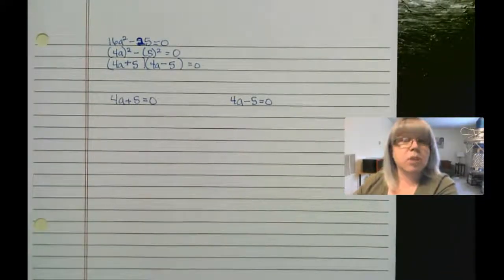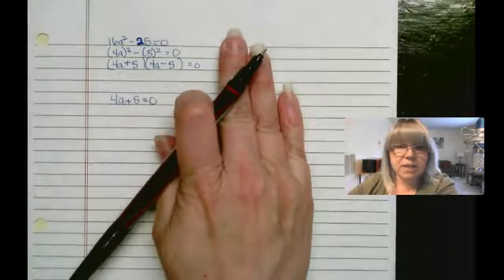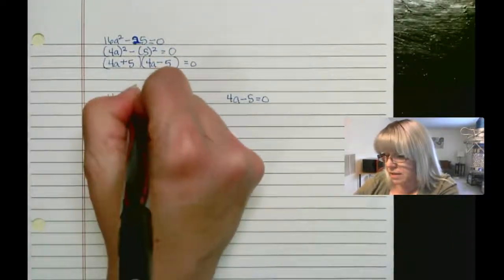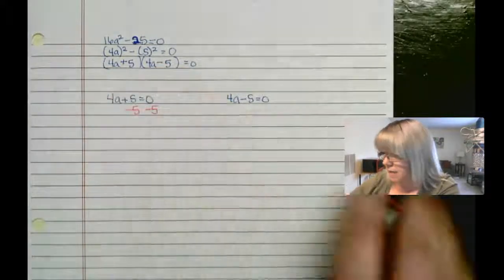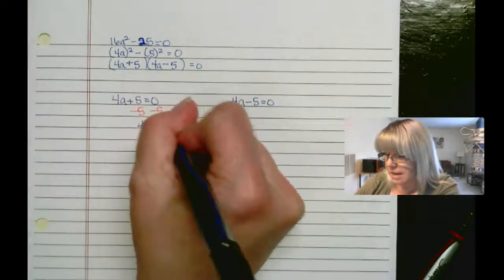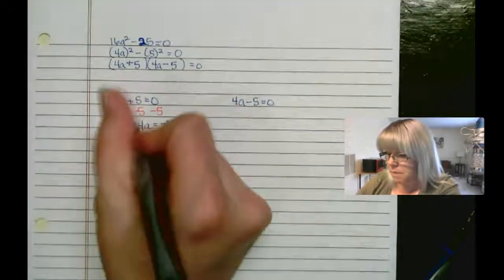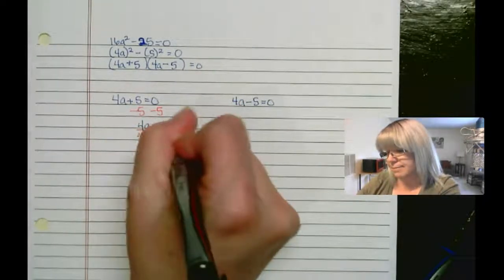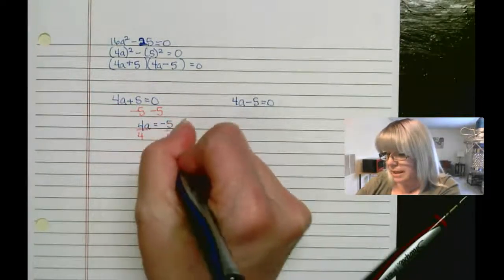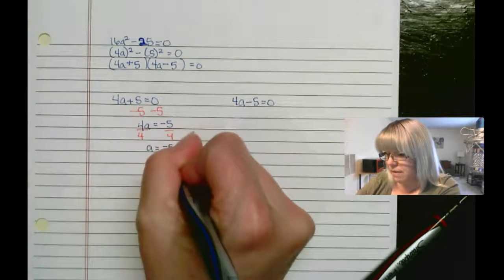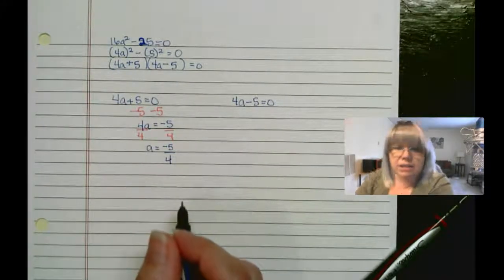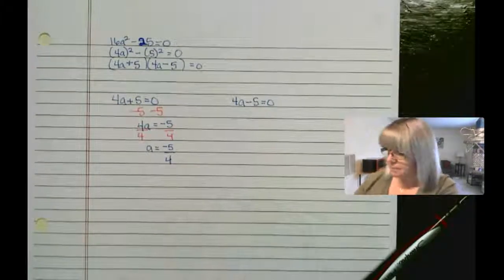I'm going to solve these problems individually. I'm not going to worry about that second one. I'm going to focus on the first one now. Subtract 5, and I get 4a equals negative 5. Divide by 4, and therefore a possible solution is a equals negative 5/4. Yes, I know it's a fraction. Don't get freaked out about fractions. Sometimes they're not bad to work with.